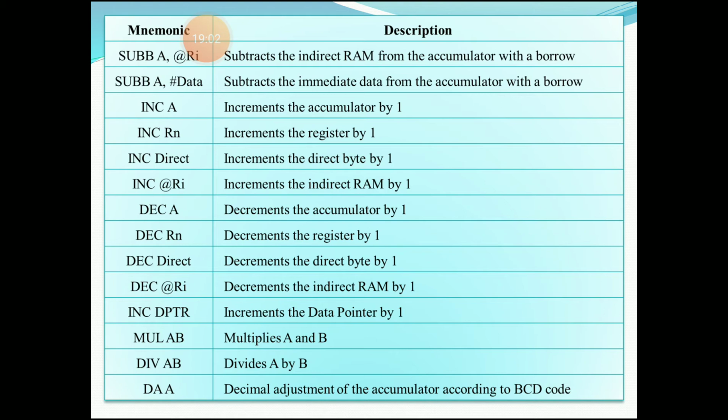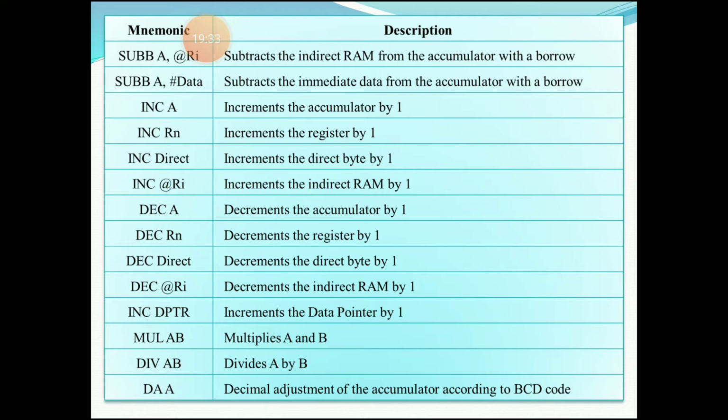The increment instruction increments the content of a location, that is, the accumulator value, by 1. Increment Rn increments the register value by 1. Increment direct increments the data from that address location. Next, decrement: this instruction decrements the content of the register or accumulator by 1. Increment DPTR increments the memory location from the DPTR.